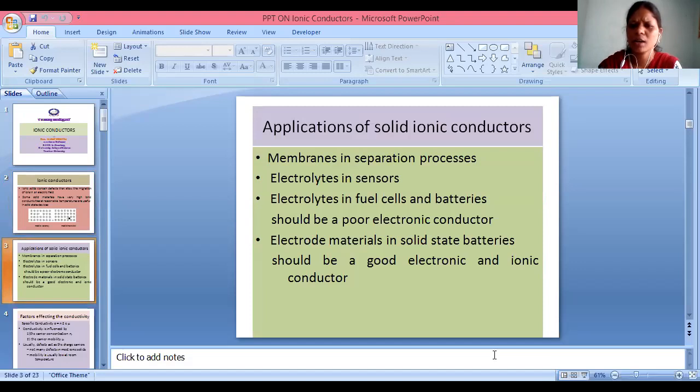Solid ionic conductors are used as membranes in several separation processes, as electrolytes in sensors, and as electrolytes in fuel cells and batteries. Whenever ionic conductors are used in fuel cells and batteries, they must be poor electronic conductors. And the electrode materials in solid state batteries must be good electronic and ionic conductors.